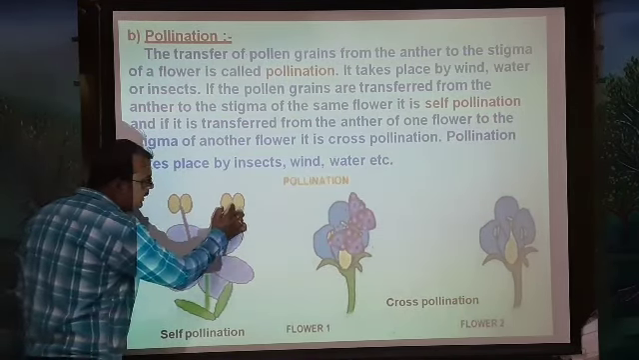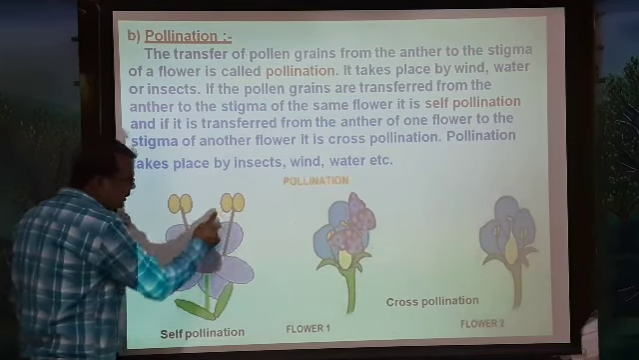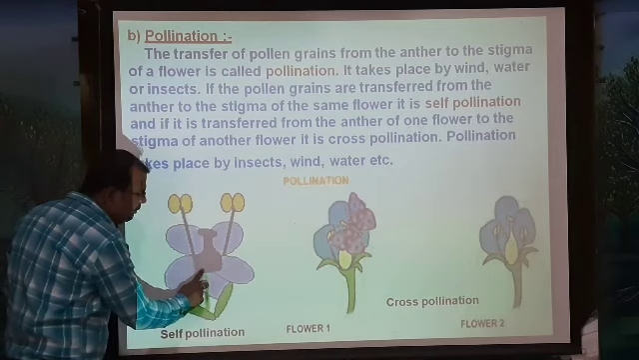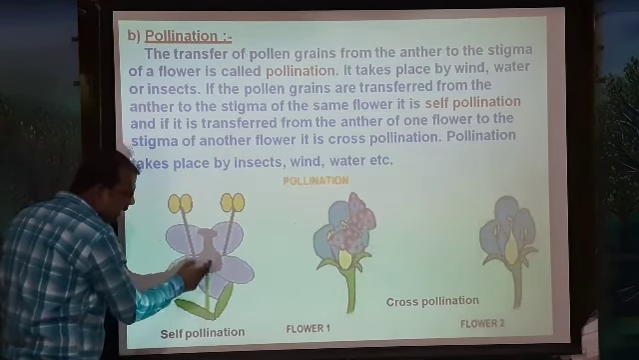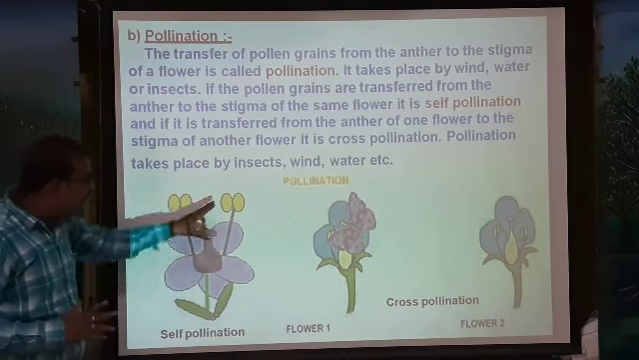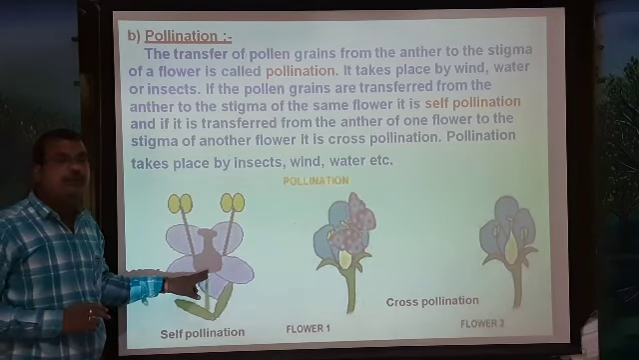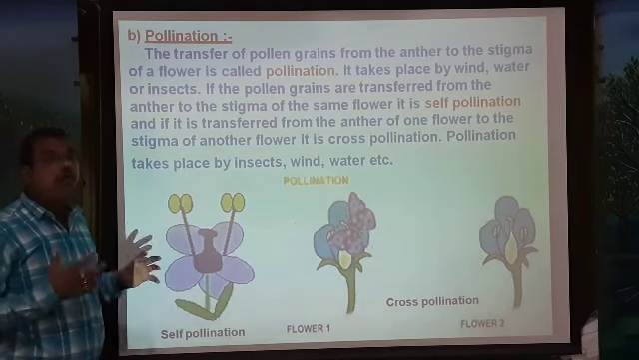The anther contains what? Pollen grains. These pollen grains are nothing but male gametes. Here the female gametes are present. These male gametes have to fuse with what? Female gametes. How does it take place? How do these male gametes fuse with the female gametes which are present in the basal part of the flower? How does it happen?